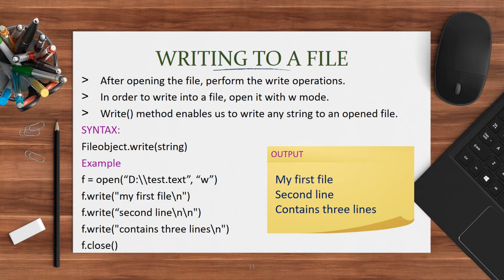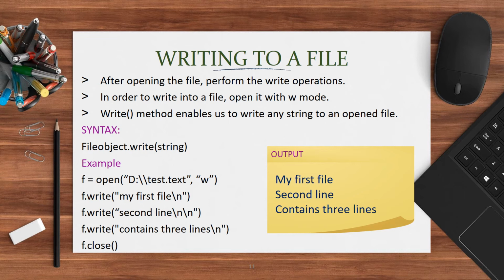The next one is how we write into a file. After opening the file, we have to perform some operations on the file. Here we are going to perform the write operations. In order to write into the file, we have to open it in the W mode, because only in this mode does overwriting proceed in the case that the file already exists. The write method enables us to write any string into the opened file. Here is the syntax: the file object dot write of the particular string. So the content that we want to write to a file is passed as a parameter to the above syntax.